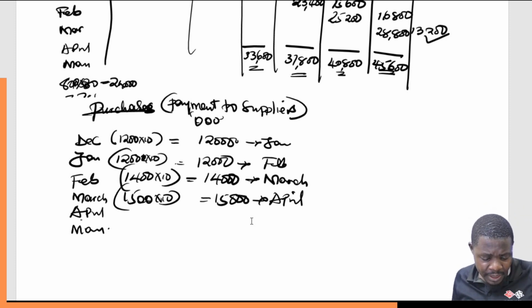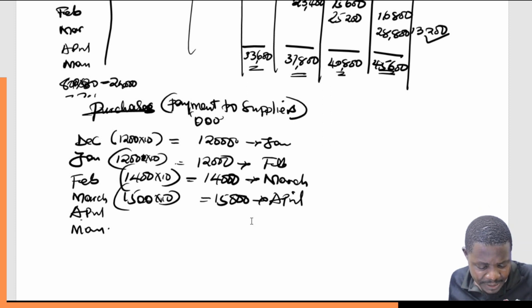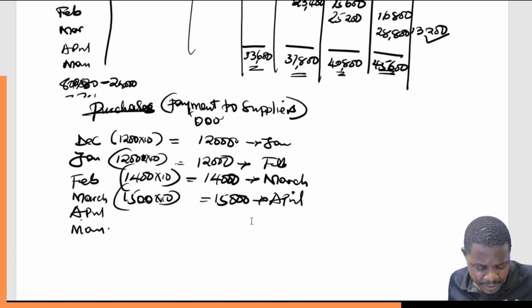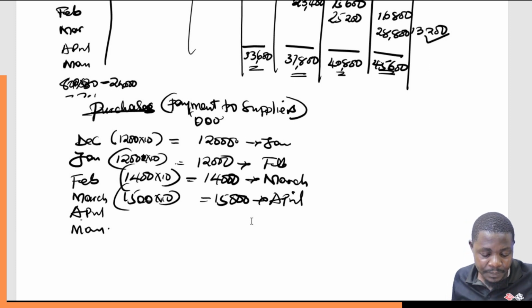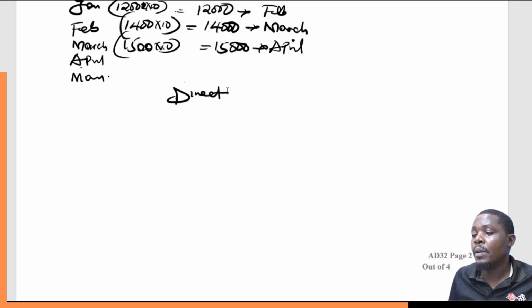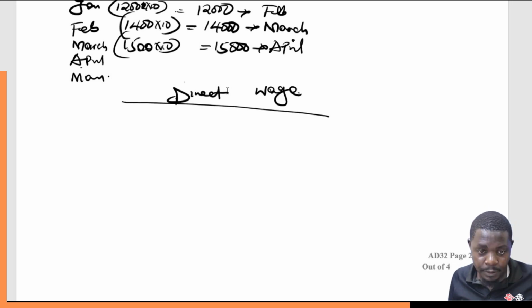We were also told another thing, that direct wages is 6,000 per unit of production. This is the direct wage. We are told that it is 60%.